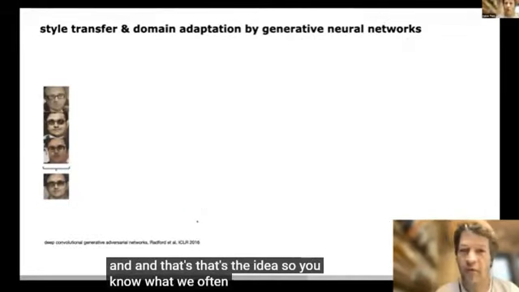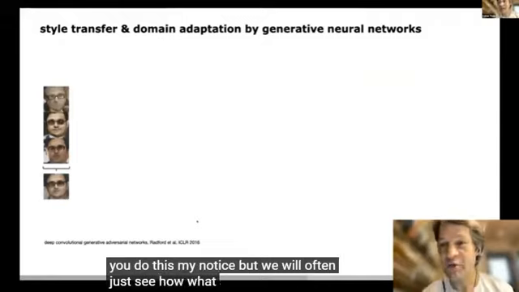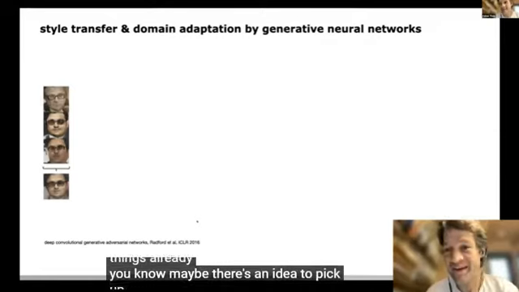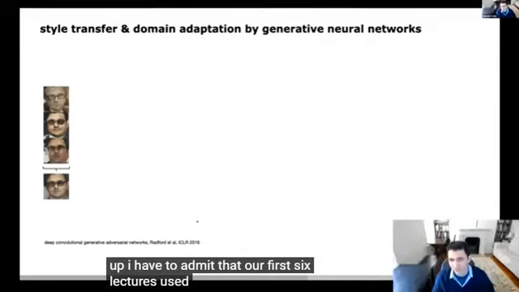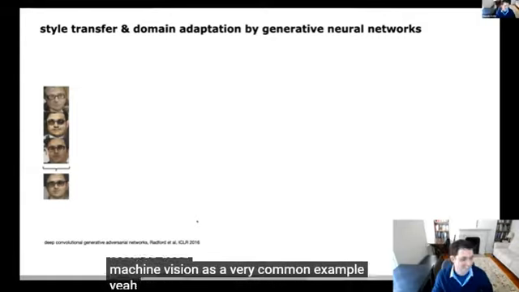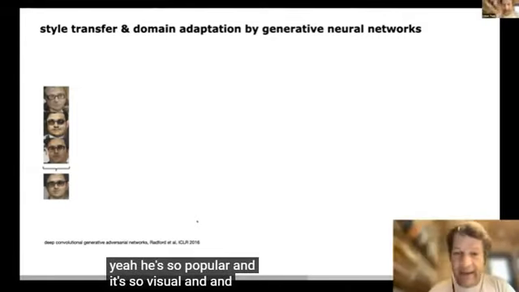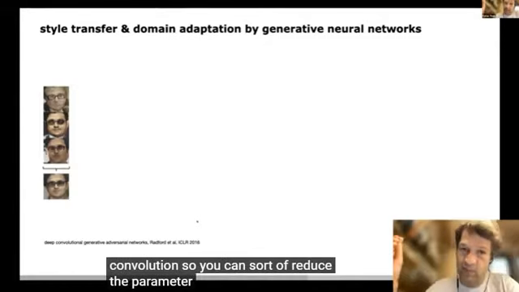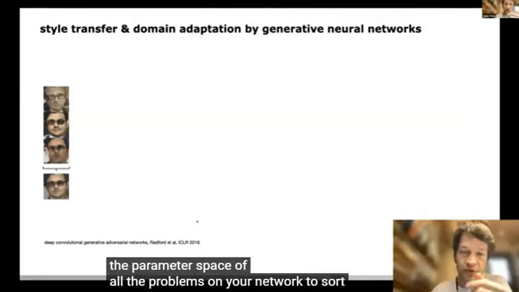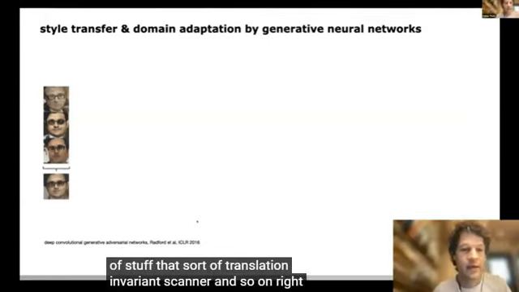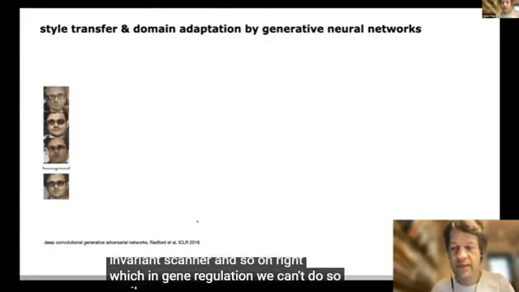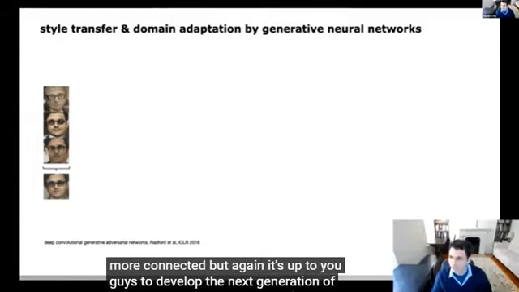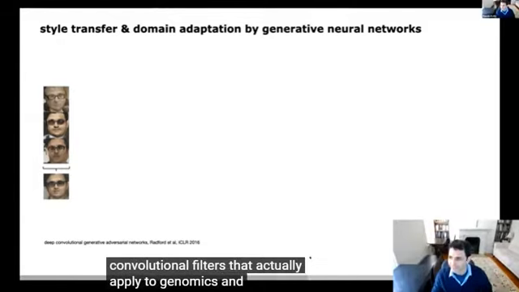That's the idea. What we often do, I don't know how you do this, Manolis, is just see what the computer vision community has been doing, because they've been playing around with so many things already. Maybe there's an idea to pick up. I have to admit that our first 6 lectures used machine vision as a very common example. Yeah, it's so popular and so visual. And I should have said this as well: what's cool in vision is, of course, that you can do convolution. So you can reduce the parameter space of the neural network to stuff that's translation invariant and so on, which in gene regulation we can't do so easily. So often our networks are more fully connected. But again, it's up to you guys to develop the next generation of convolutional filters that actually apply to genomics and single cell data, etc.